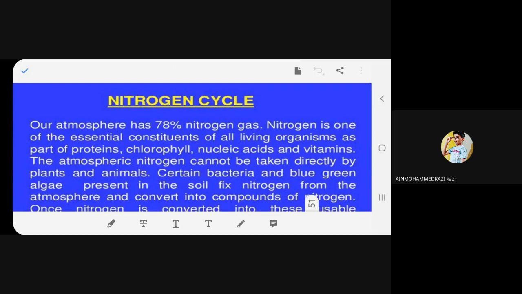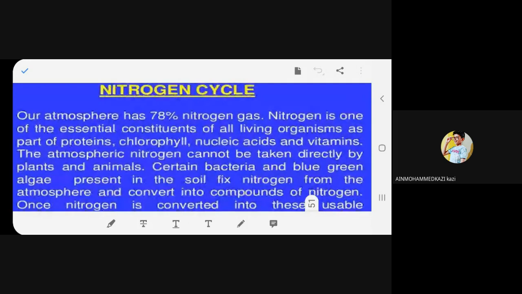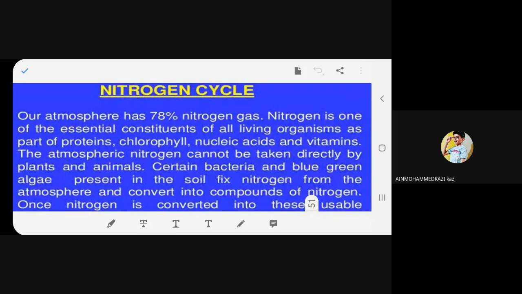So let's start with our nitrogen cycle. We'll go through one by one and we'll explain. So let's not finish everything together. We'll go line by line and then I will explain. Okay, so please start. Nitrogen cycle. Our atmosphere has 78%. Don't rush.